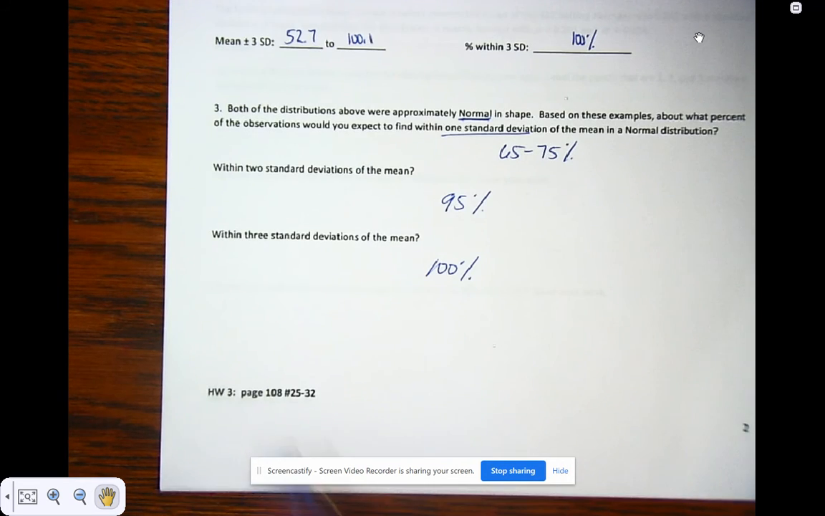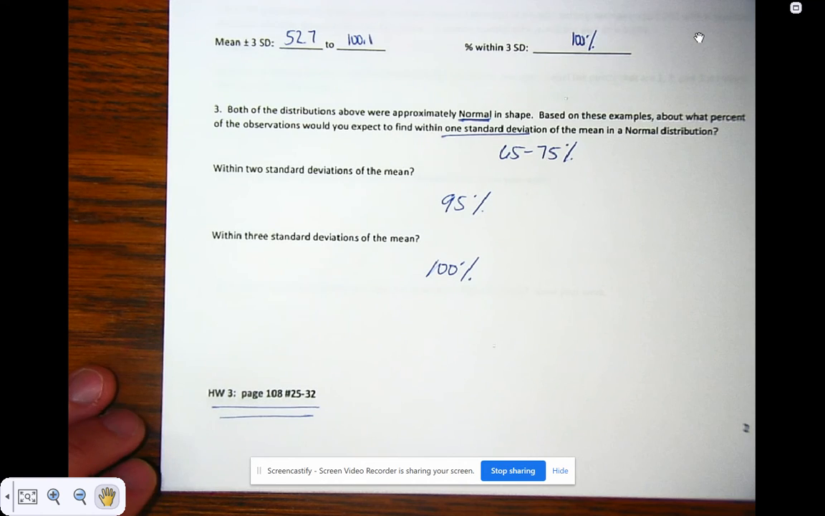Okay, you can see down here your homework. It will be posted on Schoology as well, page 108, number 25 to 32.